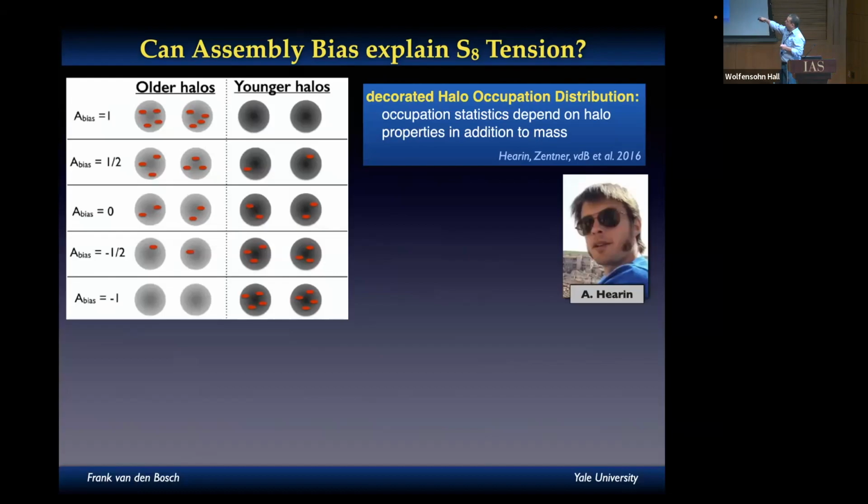And if we tune it up, we keep the same number of galaxies per halo, on average 2 galaxies per halo at that mass scale. But all of them sit in the older halos. So if you tune it all the way down, they all sit in the younger halos. So by adding one simple parameter that's orthogonal to the other stuff, we can introduce assembly bias and play with it.